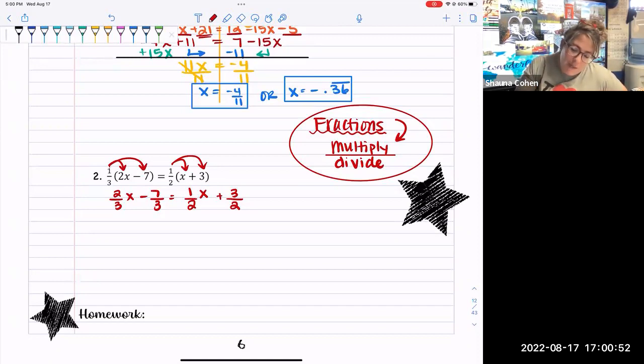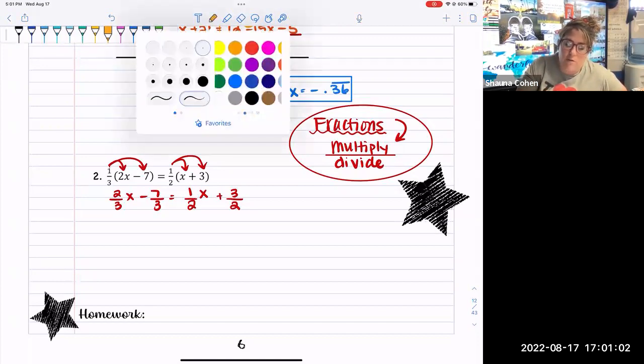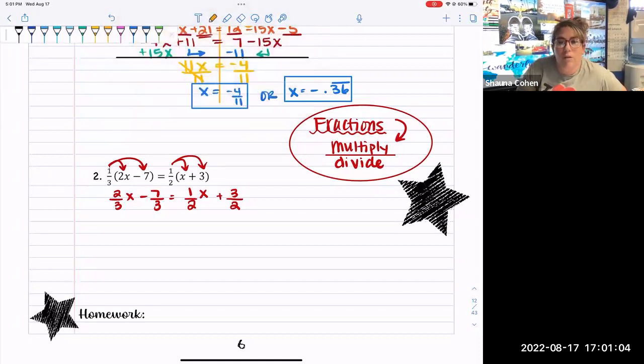All right, but now we distributed. Step 2 said to clear the fractions. Fractions are ugly. We don't love them. I know, I understand. I've been teaching for a long time. It's no different than every other year. So a shortcut for me to clear fractions is to find something that they all fit into.